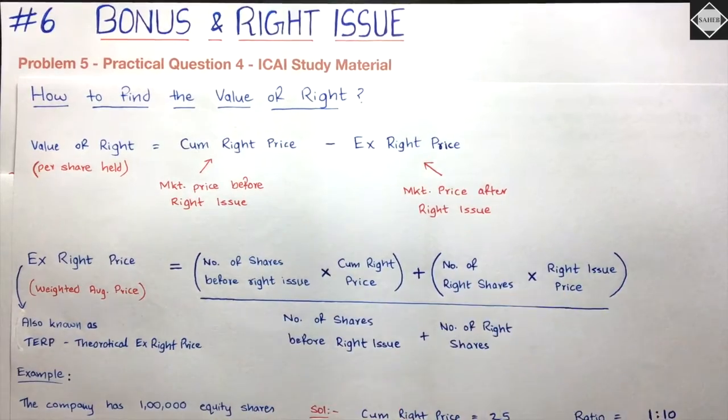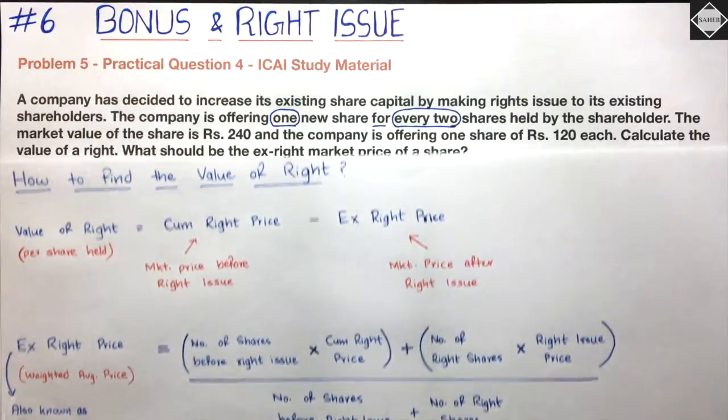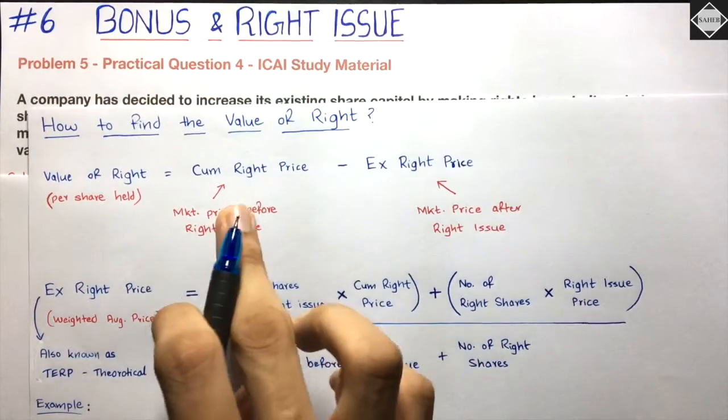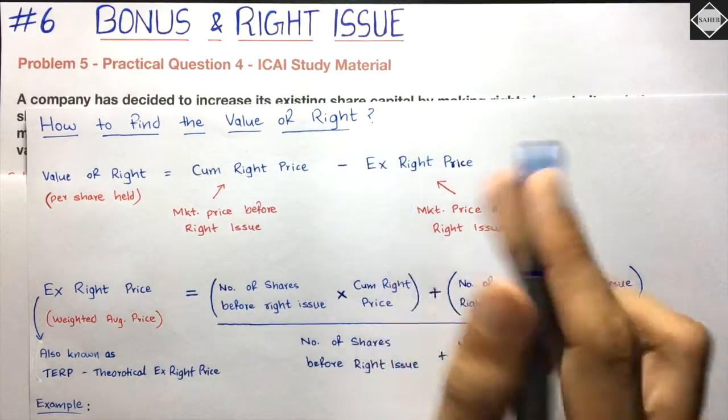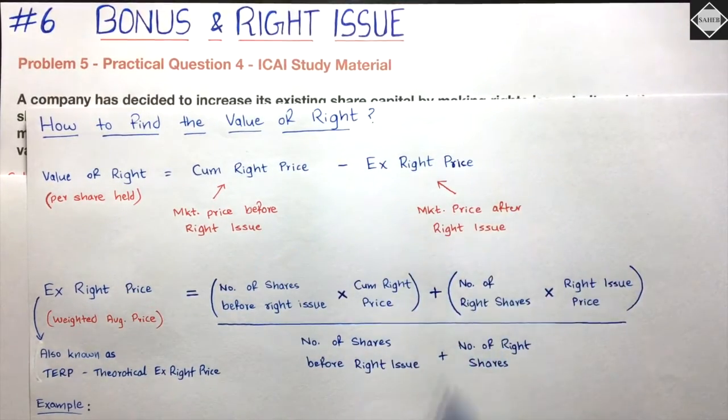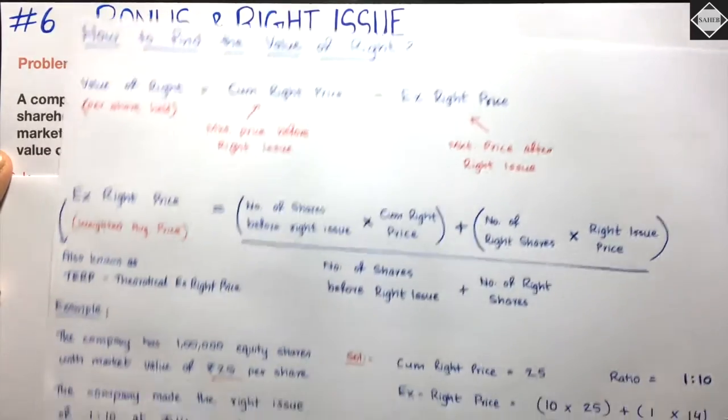But now in this question, and in almost every question, what will happen is, the cum right price will be given to you in the question. The ex right price will not be given. It will never be given. You have to calculate the ex right price. How do we calculate the ex right price? It's really simple. We just take an average. We just take a weighted average.